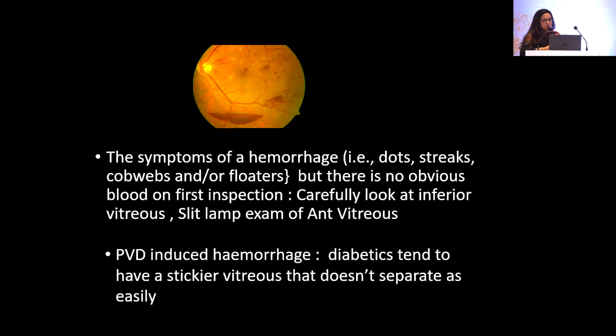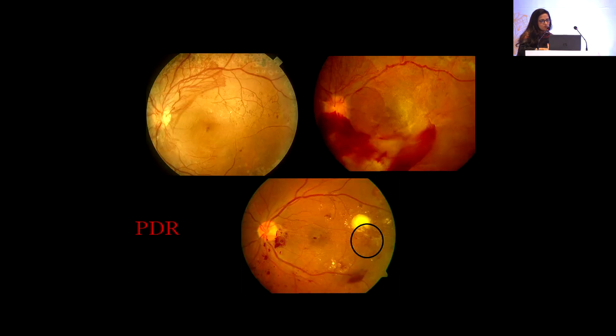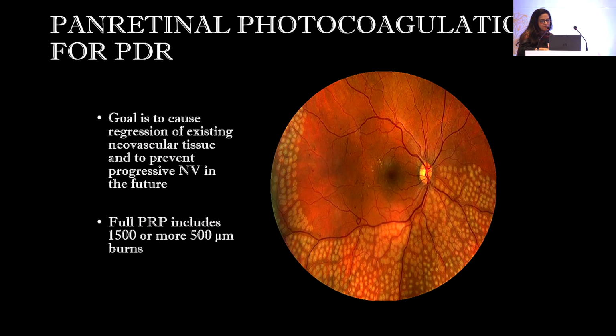Also, patients would come with floaters or cobwebs or streaks, and sometimes you will not be able to see the hemorrhage, but if you look inferiorly, always examine the inferior quadrant very well, because there you'll sometimes see very subtle hemorrhages. And all hemorrhages in diabetics do not equal neovascularization. Many of the diabetics have a PVD, and the vitreous is very sticky in these patients. So PVD can also induce hemorrhages. Not all hemorrhages equal neovascularization, and you can do an angiography to confirm. So these are some pictures of a PDR.